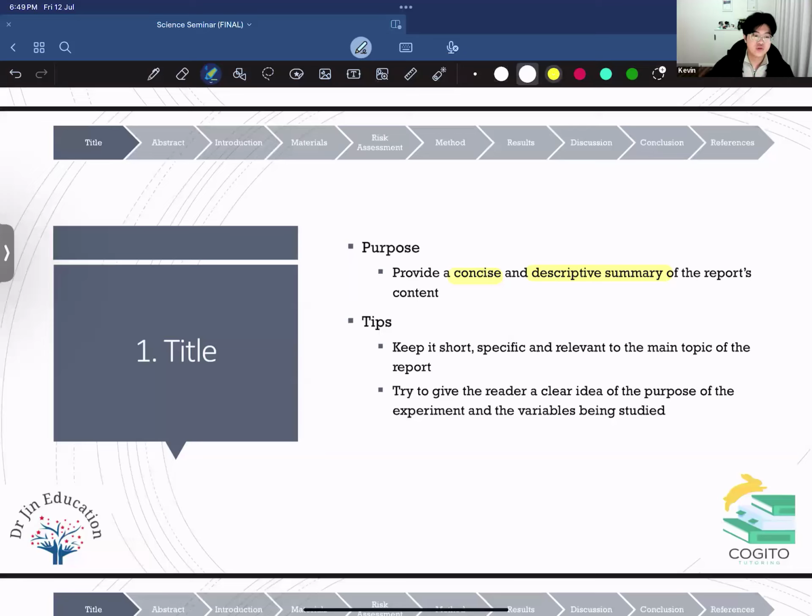It's a title, okay? Now, what are some tips? Keep it short, see? Keep it short. Keep it specific and relevant. You don't have many words for your title, so you want to choose the best words to use, okay?